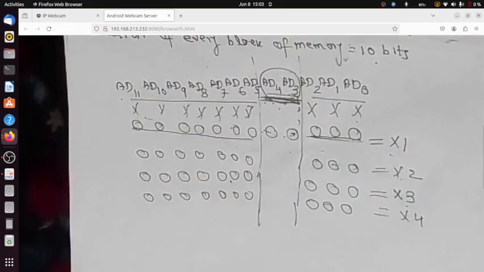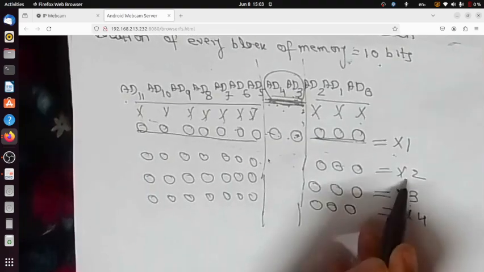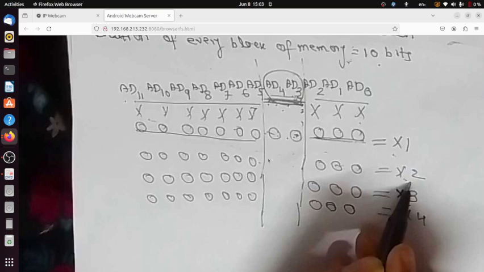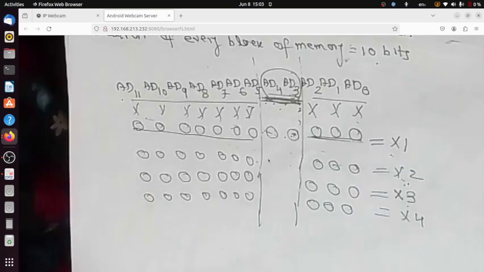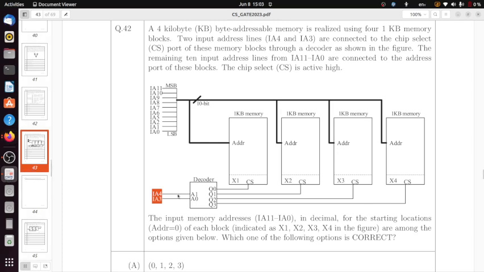Now we will see what will be the value of input address line 3 and 4 for starting location X2. That means another block, the starting location of the second block. So for that we go to the picture which shows the connection between the memory and the address lines and input address lines.